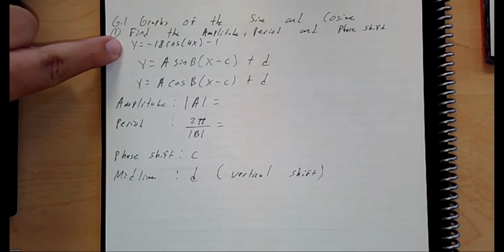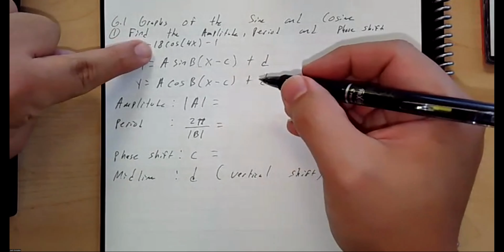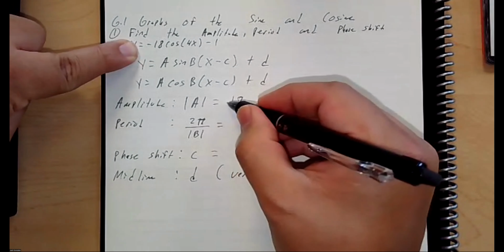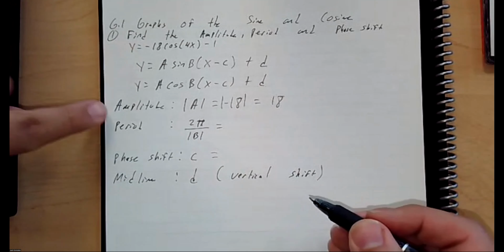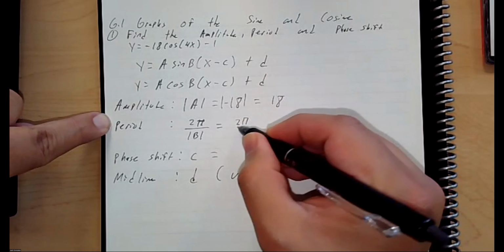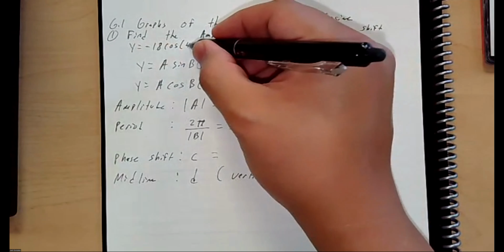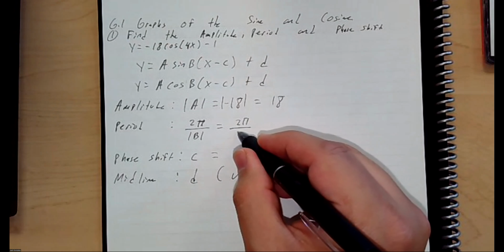Looking at this question, what is the amplitude? You just take the absolute value of -18, right? So if you want to show the work here, I guess. Period. So 4 right there. Yeah, 2 pi, it's going to be pi over 2. You're right.